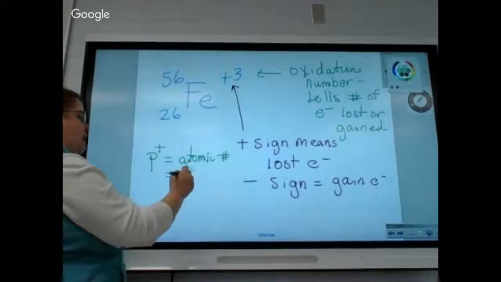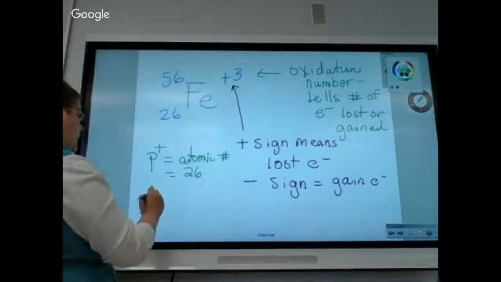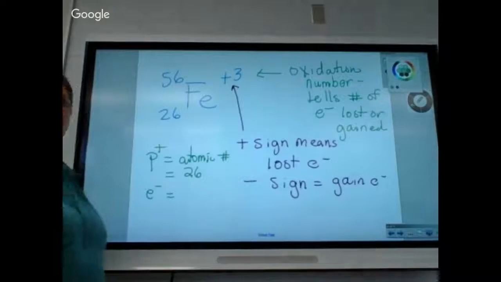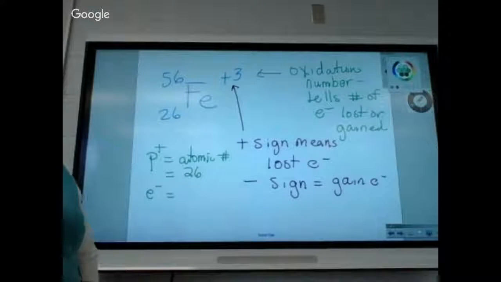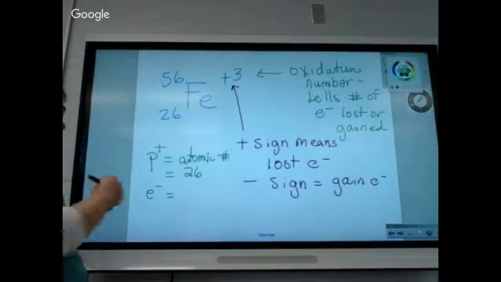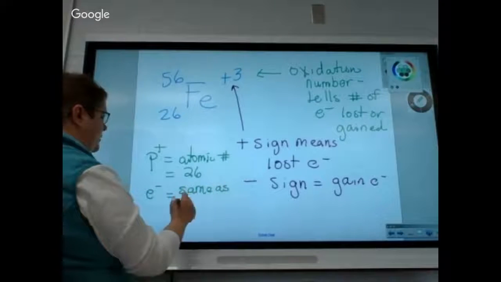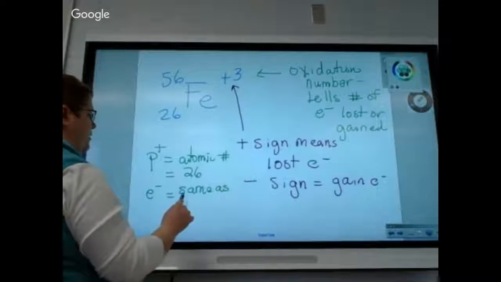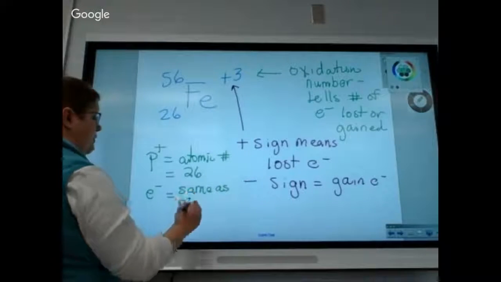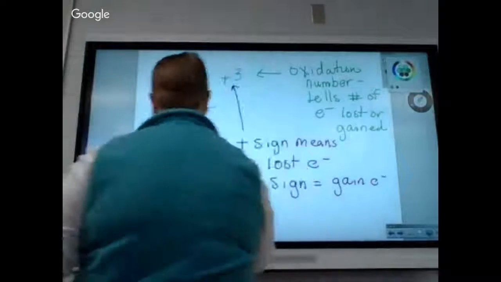Exactly. So there's 26 protons. All right. How did I find my electrons on Thursday, Eric? No, you didn't. How'd you find the protons on Thursday? Atomic number. Okay. So it was the same as atomic number, or I'm just going to write protons. Let's write: same as the protons. All right. So that meant we had how many?